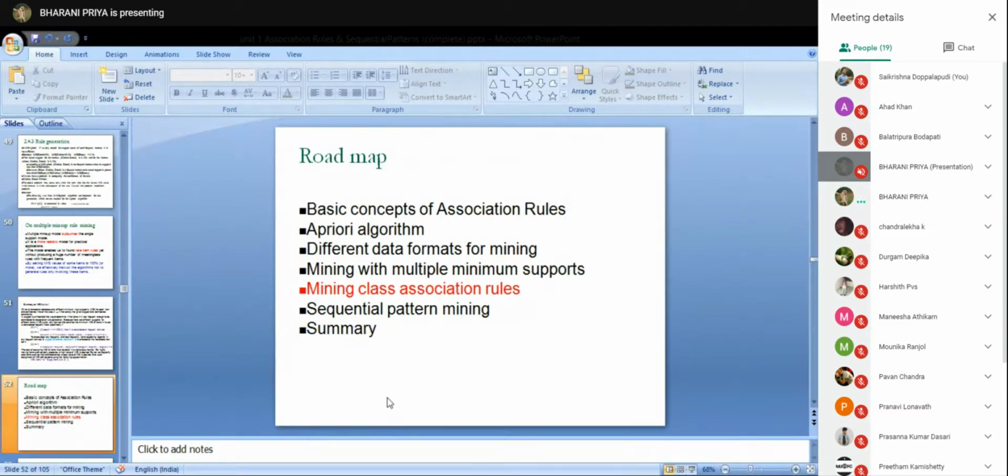What does a rule contain? A rule contains a condition and a consequent. So if I say X associates Y, what does it mean? Whenever X is there, Y will also occur, but vice versa is not true. But in a class association rule, the target is fixed. That is, the consequent will be fixed.